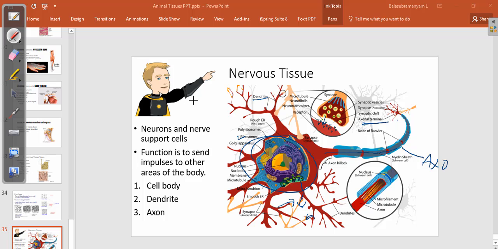All right, that's about the neuron and its structure. So three parts: one is the dendrite, another one is the cell body, and then the axon terminal, and towards the other one. All right, so this is about the animal tissues.